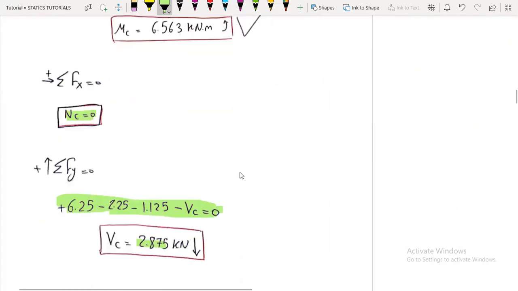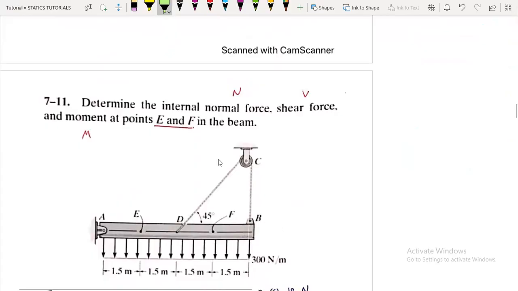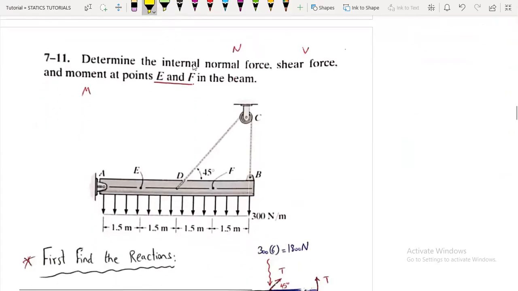Moving on to the next problem here. Determine the internal normal force, shear force, and moment about points E and F. So here it's our point E, and here it's F. So we have to make a cut here and here, and it's up to you whether you would like to take either the right or the left segments. But first of all, we should find the reactions.